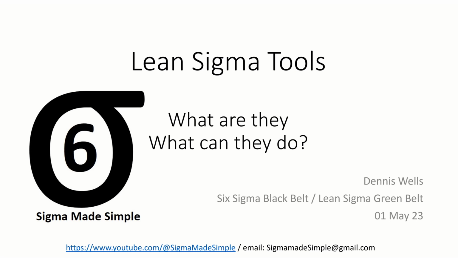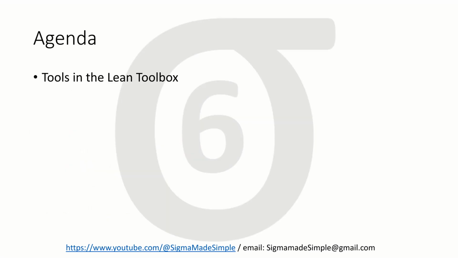Lean Sigma is a toolbox that eliminates waste Six Sigma may not cover. So in this video, we're going to go through and review the tools used in Lean Sigma to reduce waste.